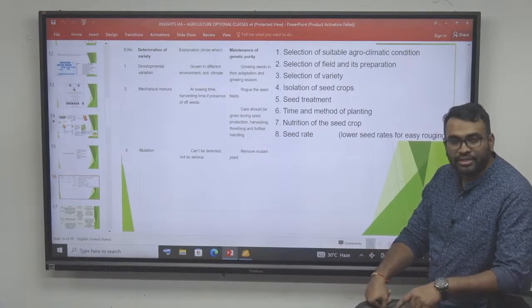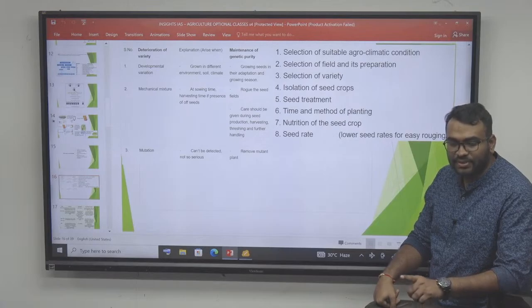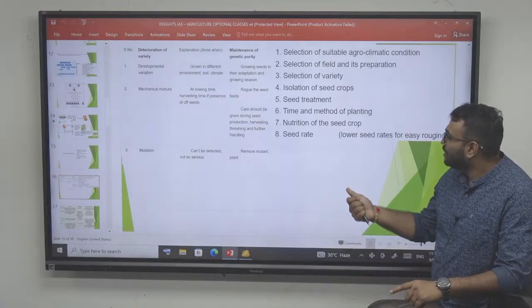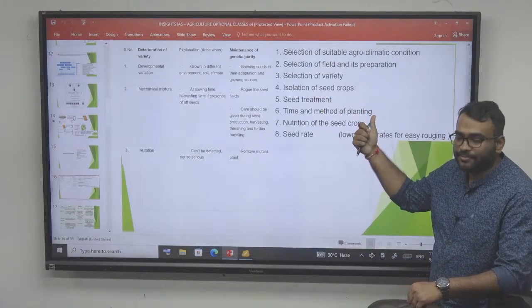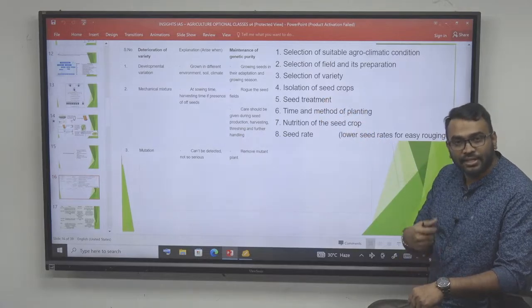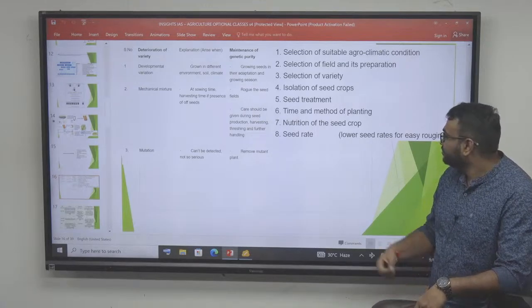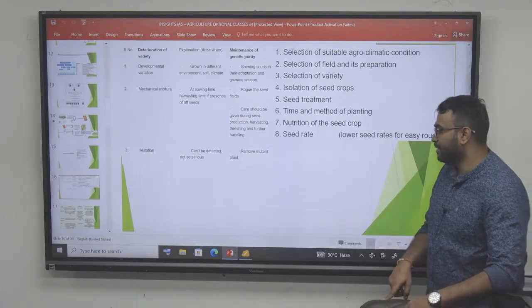So just ensure that this fundamental question, that is the principles of seed quality, genetic principles and agronomic principles. In the agronomical principles, the main thing is isolation distance, and this isolation distance itself could be a potential 10 marker or 15 marker question. So again do ensure that you read a little bit about this isolation distance. Clear? So this is the principle.